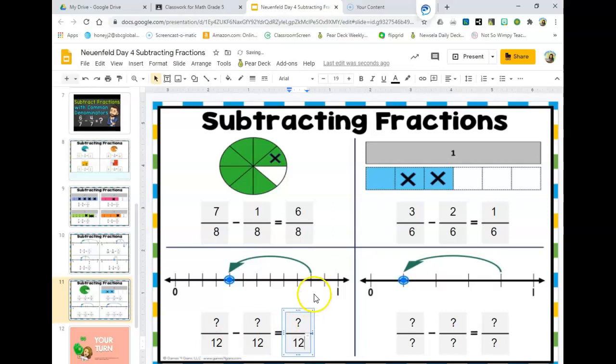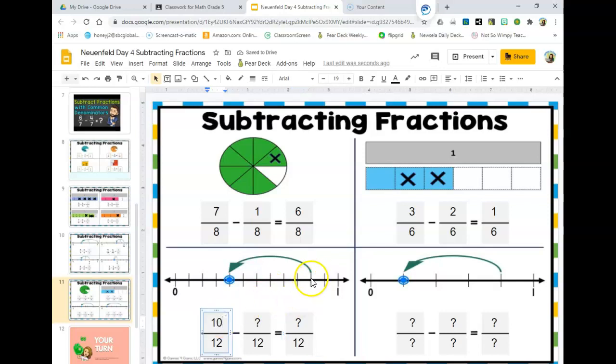Now, where do we start? Where's the starting point? Is it here or is this the ending point? This is the ending point. This is the starting point. So let's figure out what this is. So we have 1, 2, 3, 4, 5, 6, 7, 8, 9, 10. So we're starting with 10.